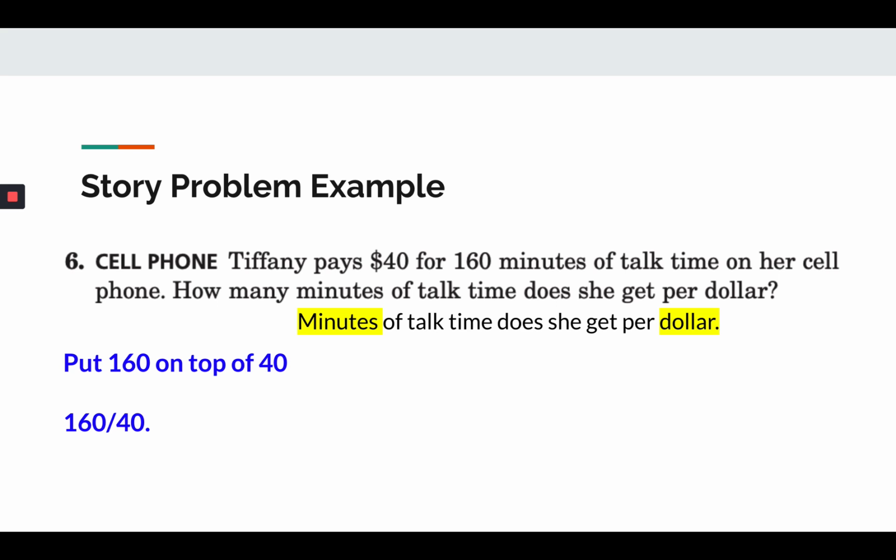Great. So I put 160 on top of 40, and then it's pretty straightforward. Divide both the top 160 by 40 and the bottom by 40, and you should get a final answer of 4 minutes per dollar. The hardest part about story problems is setting it up correctly, but usually in the final sentence they tell you how the ratio should be set up by cueing in to the words and the order that they put those words.